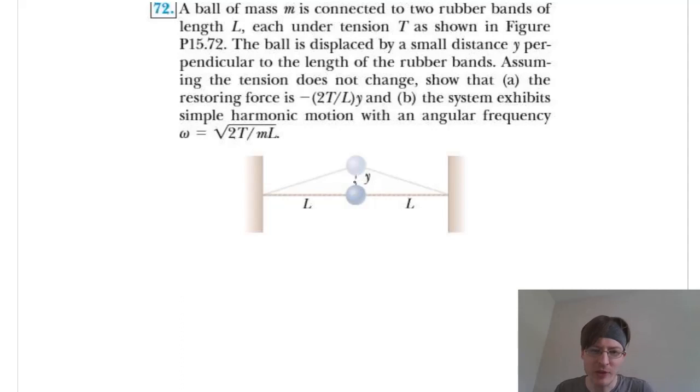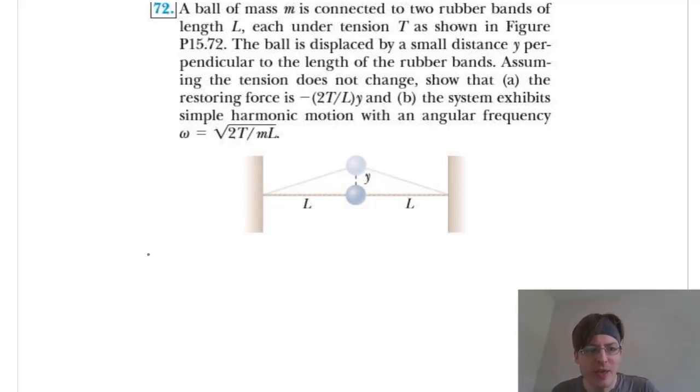This thing is not a mass on a spring. It's not a pendulum, so I can't just go back to our general equations for the values of omega. We have to kind of start from scratch. Okay, so first of all, the displacement is assumed to be very small so that the rubber bands barely stretch when you displace, and therefore the tension just stays constant. We're told to assume that.